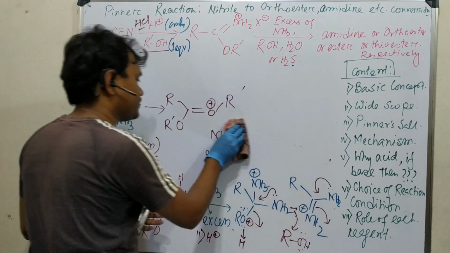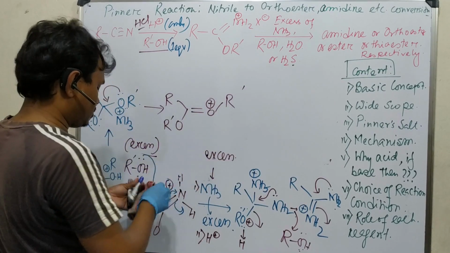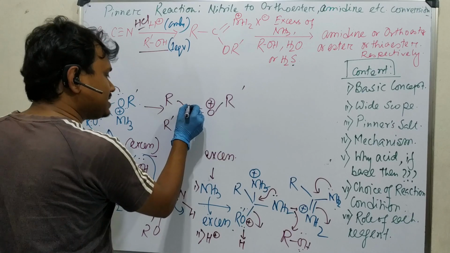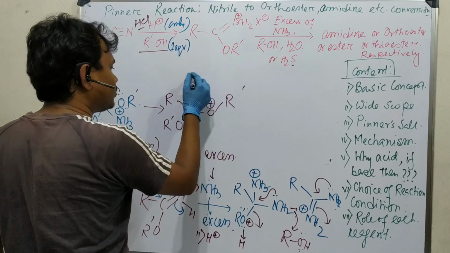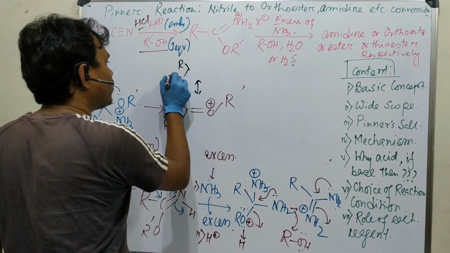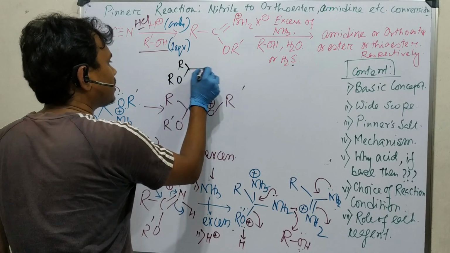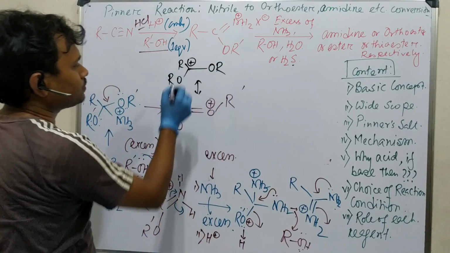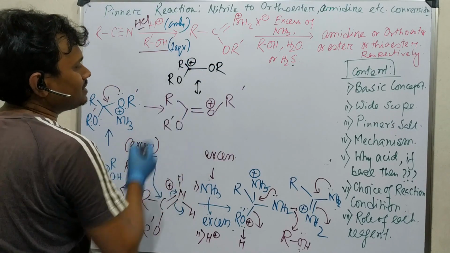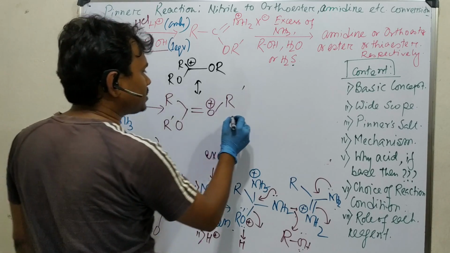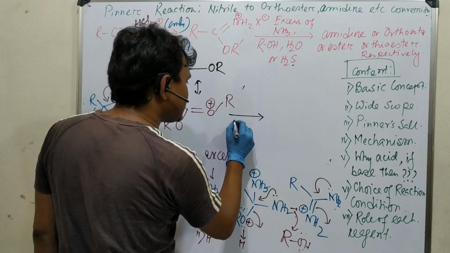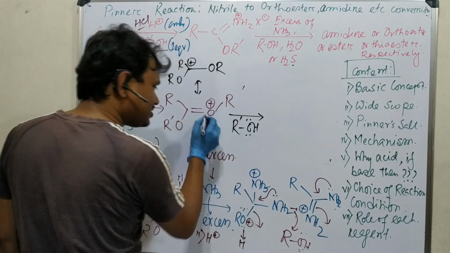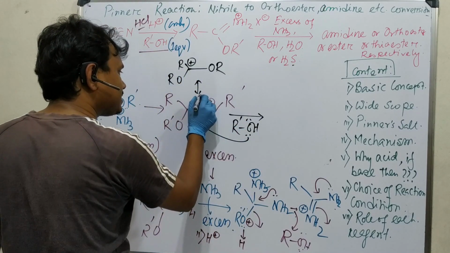So equilibrium will be shifted. Fine. So then what is expected to happen? This is positive, so it has another canonical form. What is that? This ROR, carbon having the positive charge, and this is the OR. So what does it mean? This center is electron deficient. So what is expected to happen? Next, excess ROH will attack, because this is not that stable. Alcohol is in excess, so it will attack.